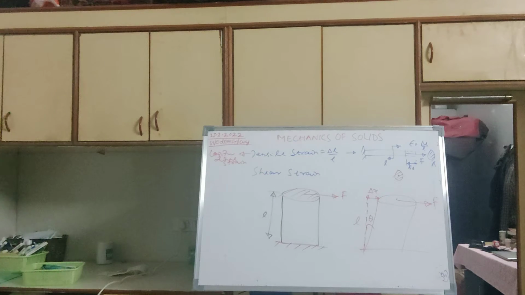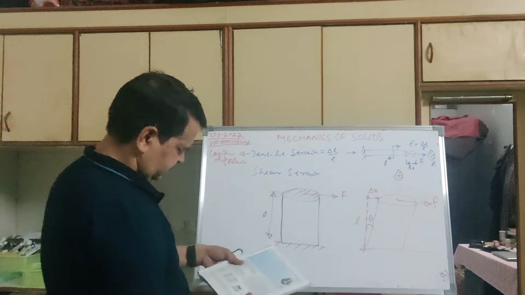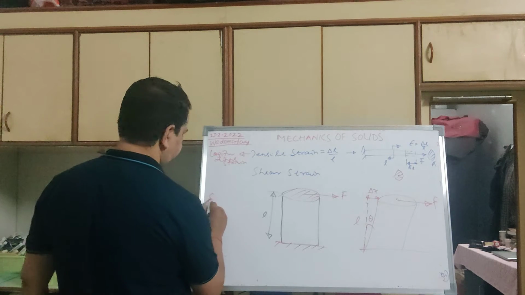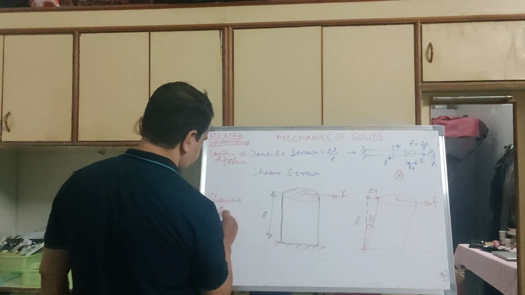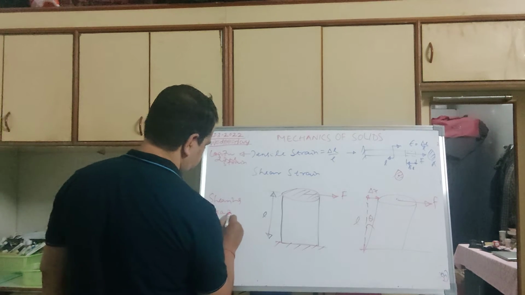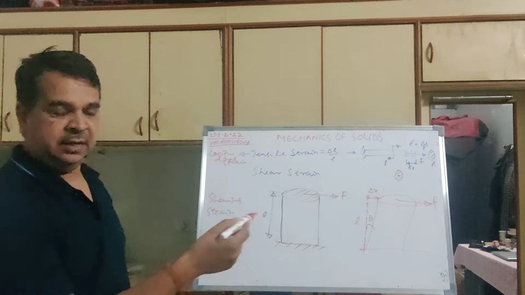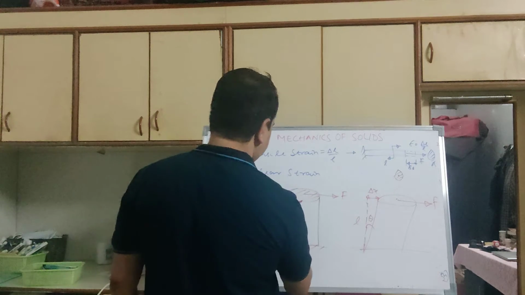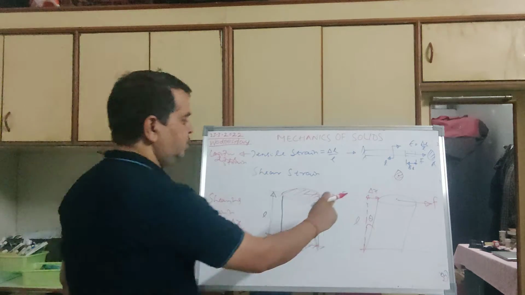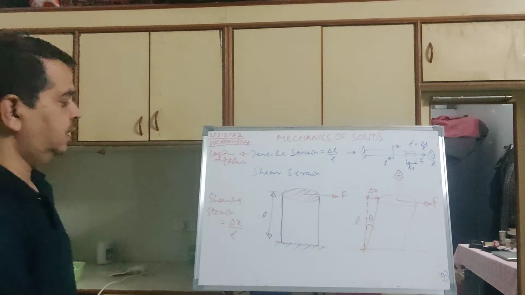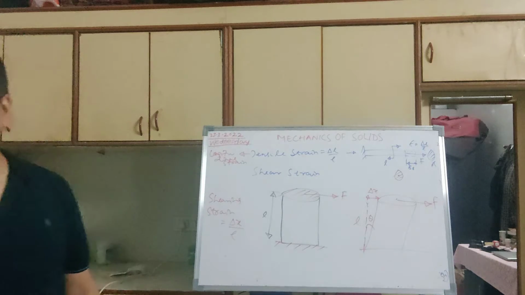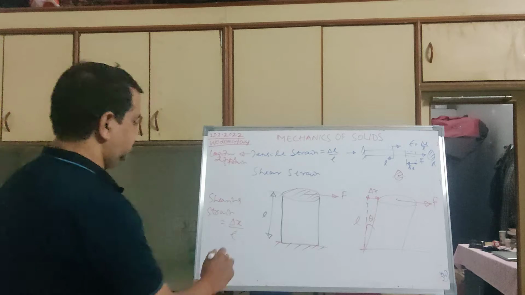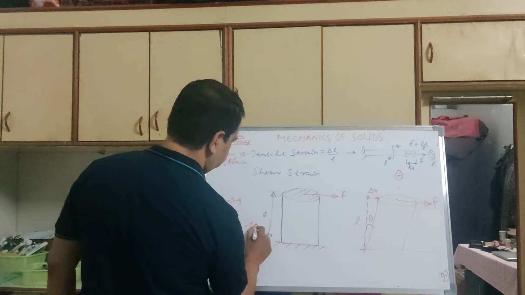So what is the formula for shear strain? The shearing strain is equal to del x by L. Del x means this original line has moved by a distance del x, and the total height of this cylinder was L. Okay, this is otherwise tan theta.